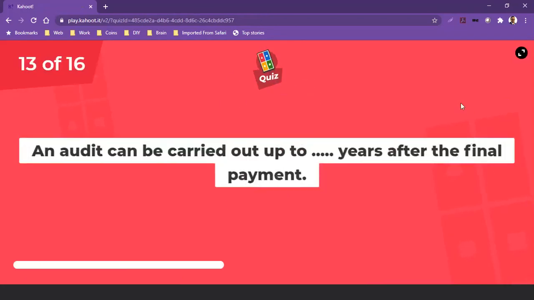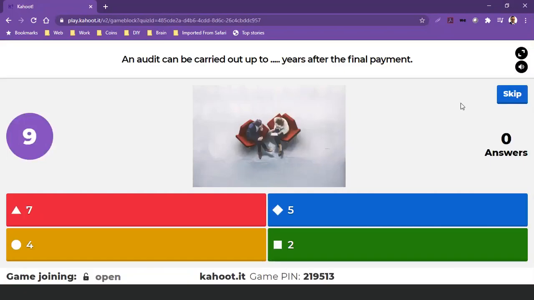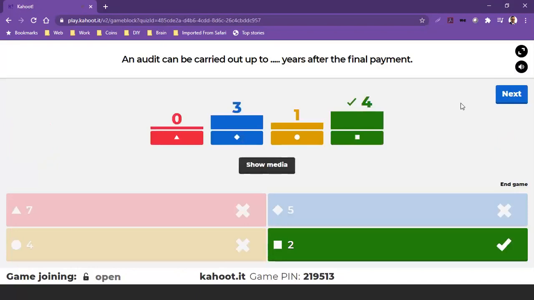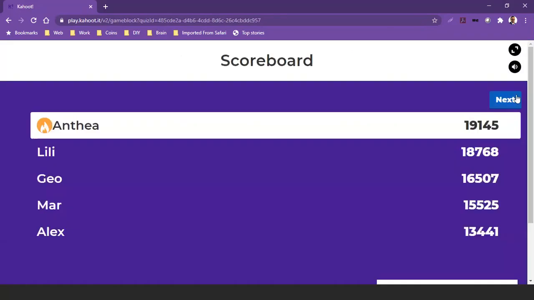An audit can be carried out up to how many years after the final payment? The options are 7, 5, 4, or 2. Very good. Most of you got it right. So an audit can be carried out up to 2 years after the final payment, and audits can be carried out at any point in time during the running of your project. So make sure you keep all documentation for 2 years after the conclusion of the project, and up to 2 years after receiving the final payment.